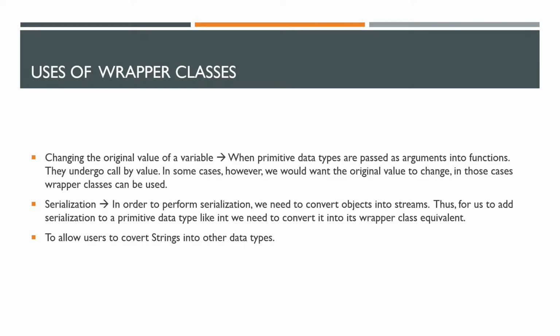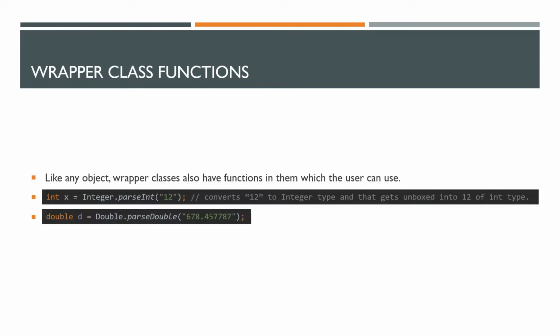Now, another very simple use of wrapper classes is to convert strings into other data types. We all know that it's basically impossible for Java to directly convert a string into a primitive data type like int or double. So, wrapper classes help us overcome this obstacle. Now, let's see some wrapper class functions. Like any object, wrapper classes also have functions in them which the user can use. One such example is int x is equal to Integer.parseInt, and you pass a string inside of it.